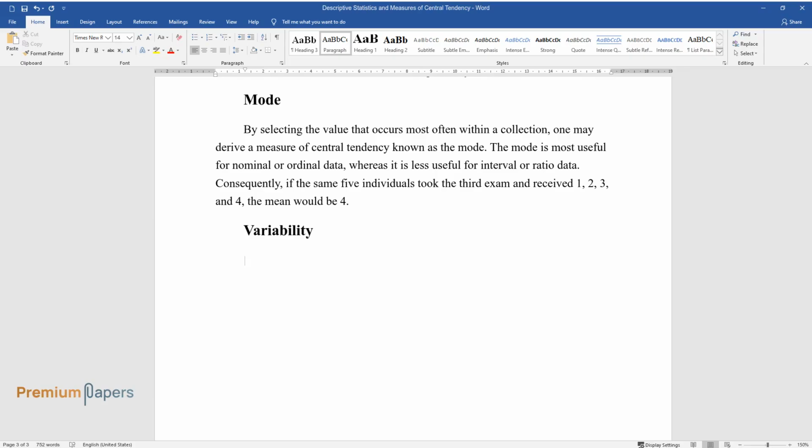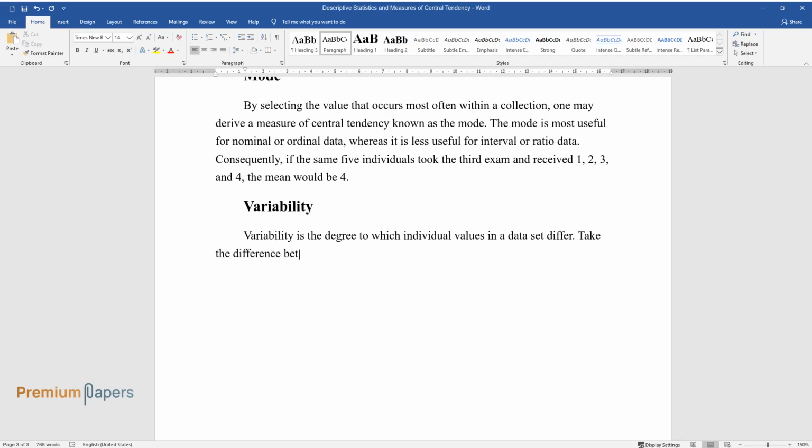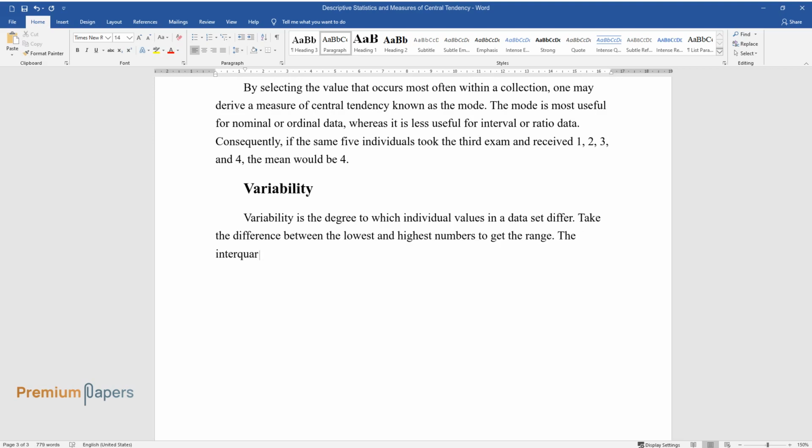Variability. Variability is the degree to which individual values in a data set differ. Take the difference between the lowest and highest numbers to get the range. The interquartile range is determined by subtracting the 25th percentile from the 75th percentile.